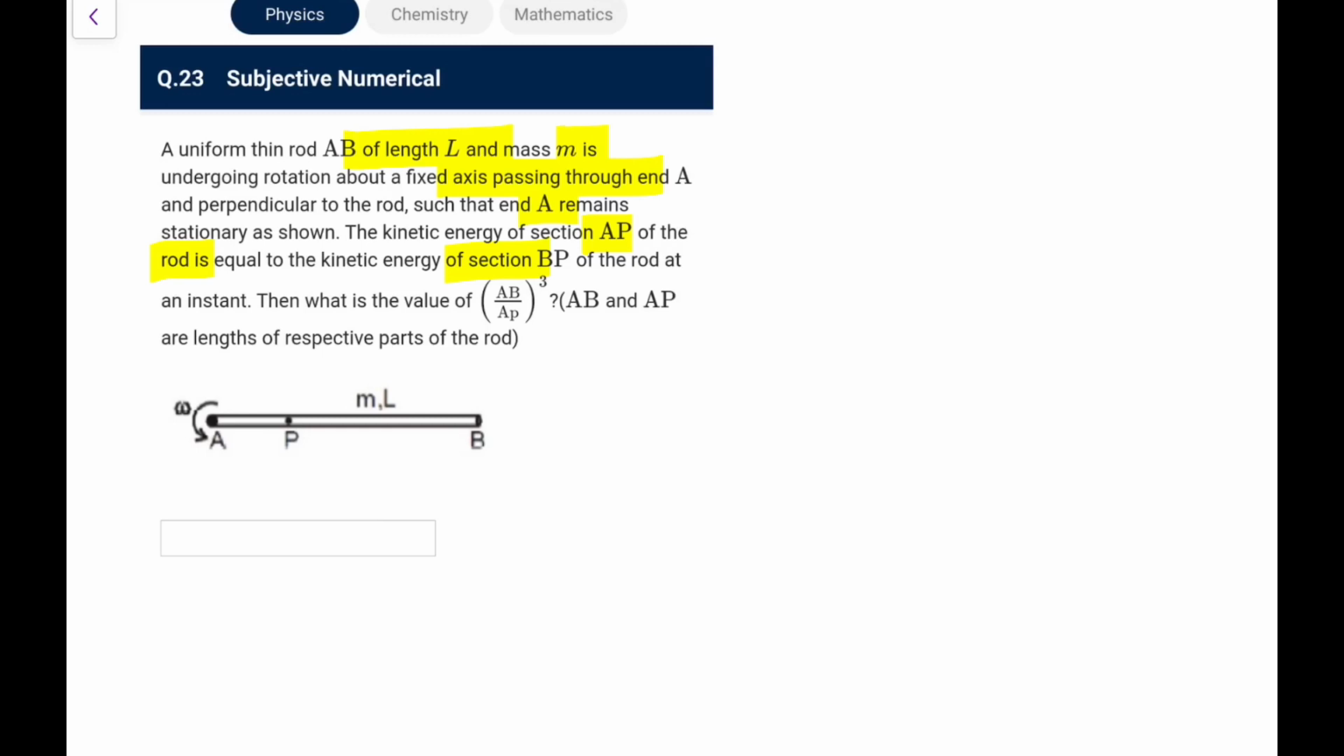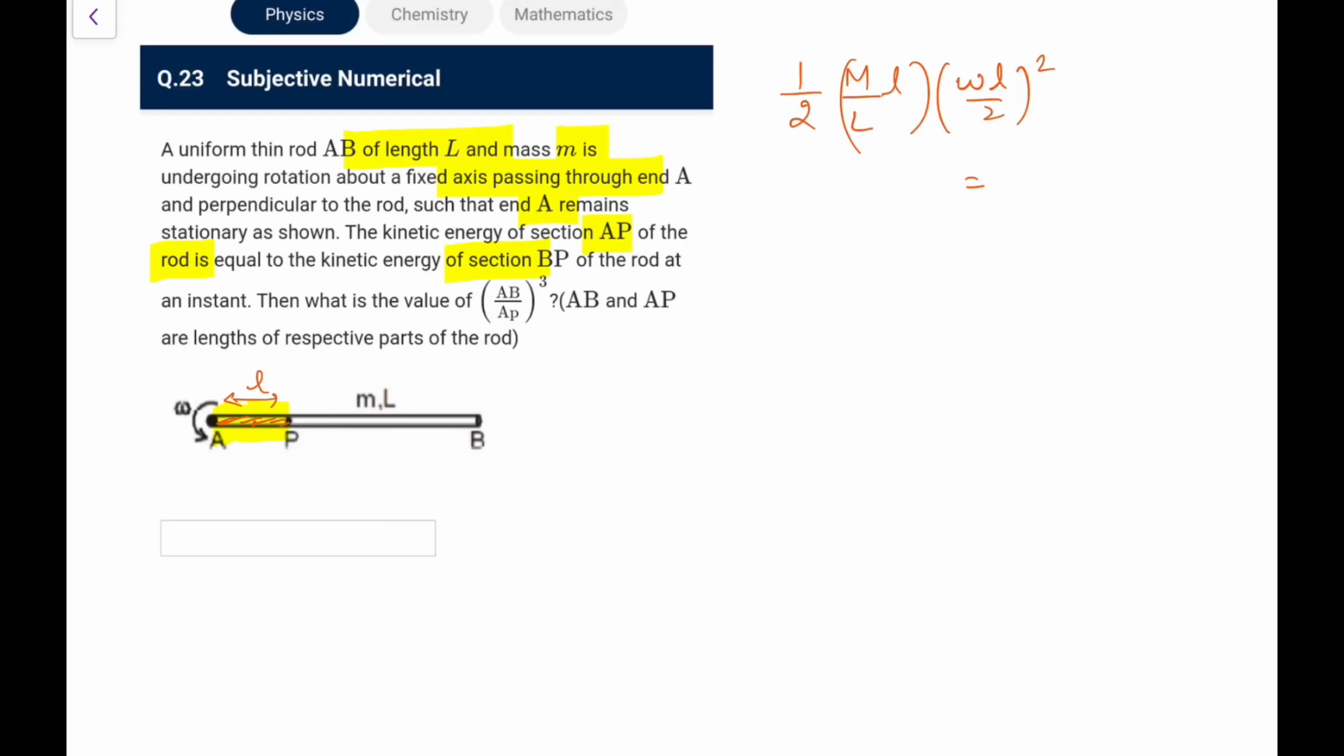Okay, so what we have, perpendicular such that end A remains stationary. It is a fixed axis through end A, and we have the kinetic energy of AP equal to the kinetic energy of BP. Okay, so let's assume this length is a small l. So for this particular section, because we know the linear speed will vary linearly, I can write the speed of the CM of that particular part. So kinetic energy would be half m by capital L into small l, that is the mass, into V of CM, that is omega l by 2 whole square, and that is equal to that, AP is equal to BP.